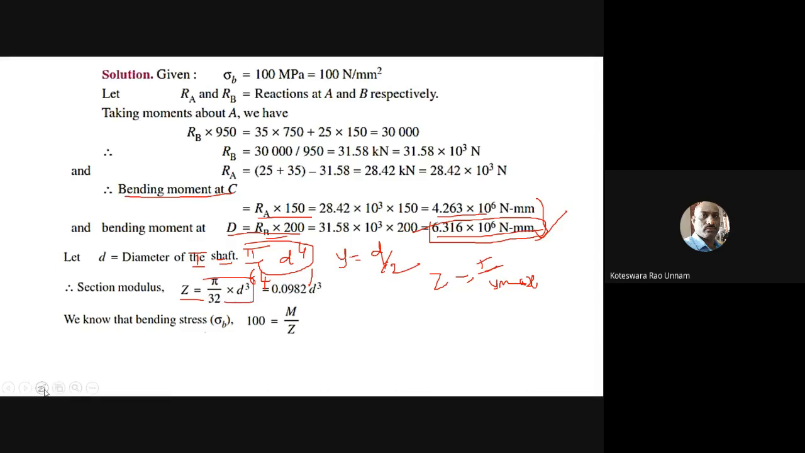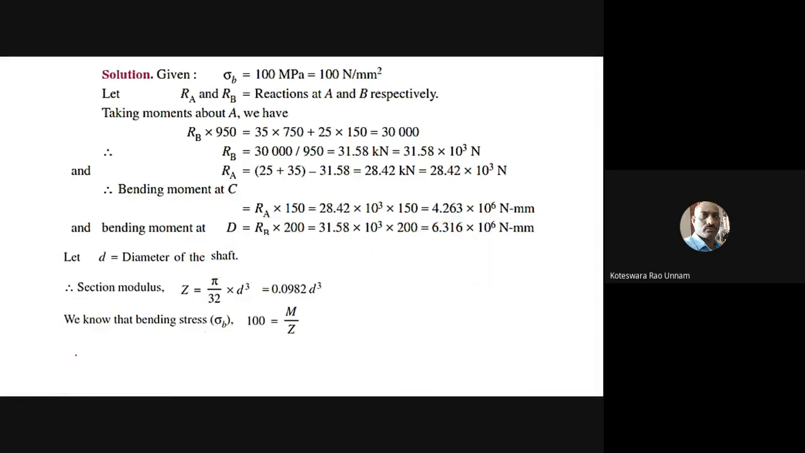So once you know the section modulus, then you can easily calculate the bending stress also. The formula for bending moment is M is equal to sigma into Z. So why did I get sigma into Z? Just now we wrote the bending equation, M by I is equal to sigma by Y. If I bring I to this side, then M is equal to sigma into I by Y.